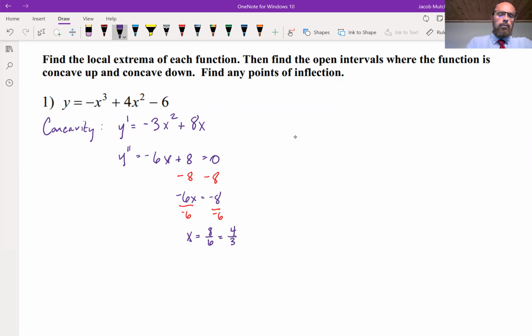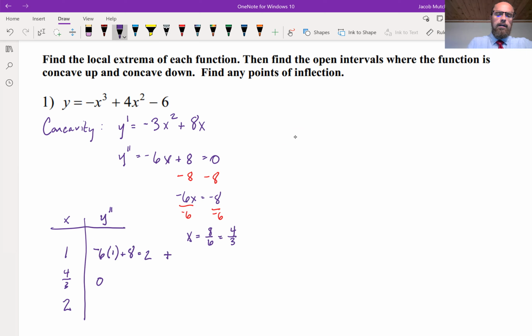So for this function, I want to consider the sign of the second derivative, using the prime notation, y double prime, around that value of 4/3. We could catch it by including 1, then 4/3, where we know its value is 0, and then 2. I just want to find the signs when I plug in 1 and 2 into the second derivative. So negative 6 times 1 plus 8 is 2.